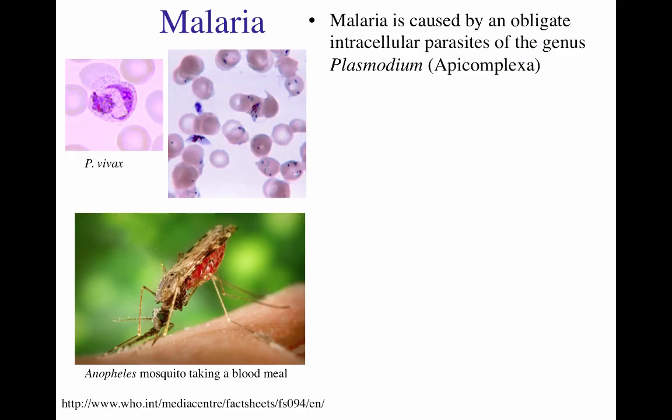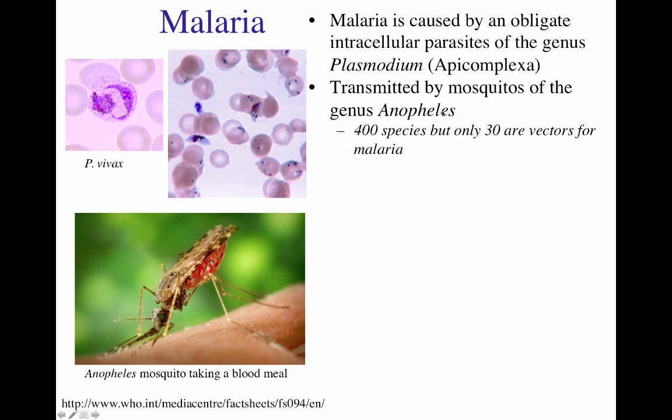So malaria, it's caused by an obligate intracellular parasite of the genus Plasmodium. As you remember from what we had discussed earlier in eukaryotic movement, Plasmodium is also an Apicomplexa. And the vector for this disease is going to be the mosquitoes of the Anopheles family. There are about 400 species, of which 30 are vectors for malaria.